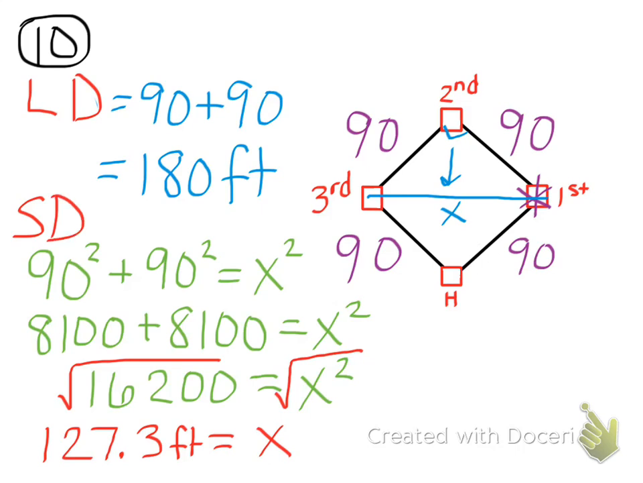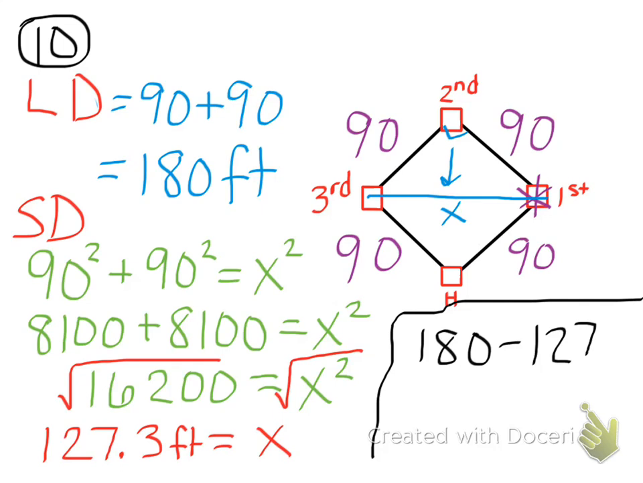So then, it says how much shorter is cutting through the field from first to third base. So now we're going to take that long distance minus the short distance. So I'm going to do this in black in the corner right here. So we're just going to do 180 minus 127.3. And we would get 52.7. And this is in feet. So that's how much shorter it would be.